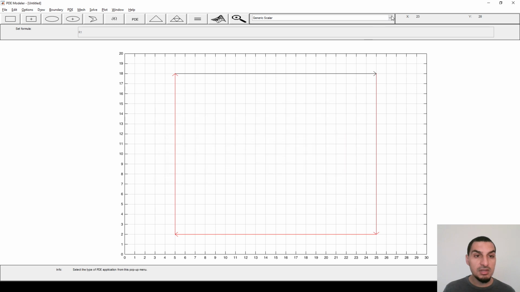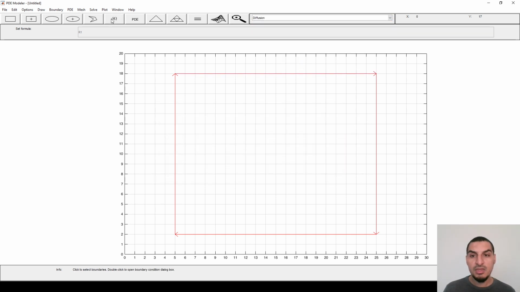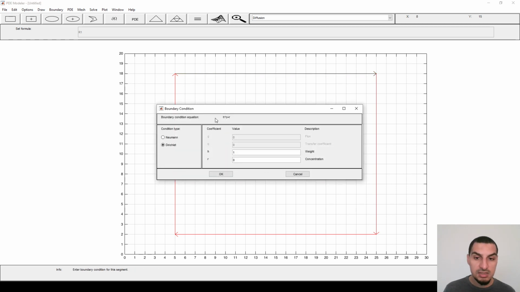I forgot something important here, which is to make a diffusion problem. And now when I go to the boundary conditions, you'd see the equation is in terms of concentration. So it makes sense. So I'm gonna put H equals to 1, and the R is the value of concentration of interest, which is 0.1.